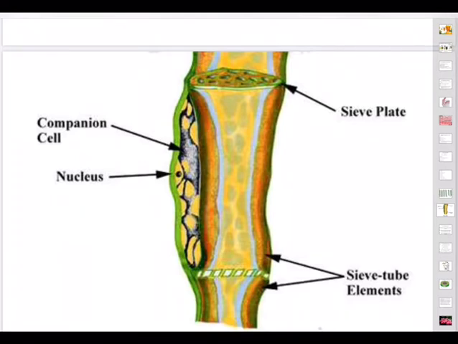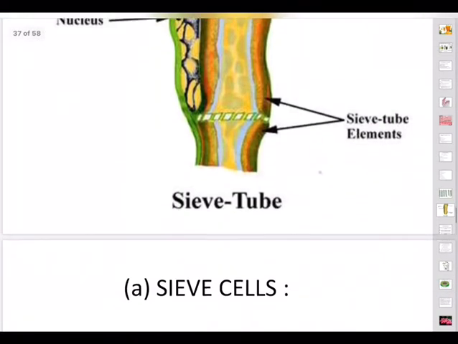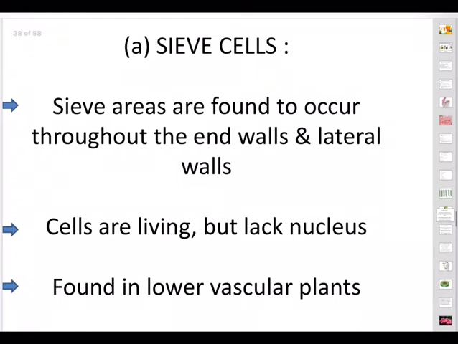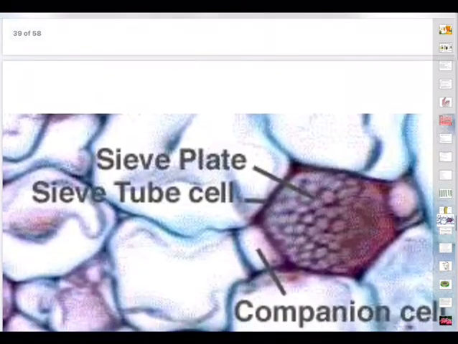So these are also, like just now we said, just like how xylem will have tunnels, phloem also will have tunnels. And compared to xylem, phloem is still stronger, having sieve tubes, sieve plates, etc. And they have to be strong because they have to carry starch. They are responsible for that. So this sieve tube will be there. And sieve cells: sieve areas are found to occur throughout the end walls and lateral walls. Sieve cells are living and lack a nucleus, enucleated, found in lower vascular plants.